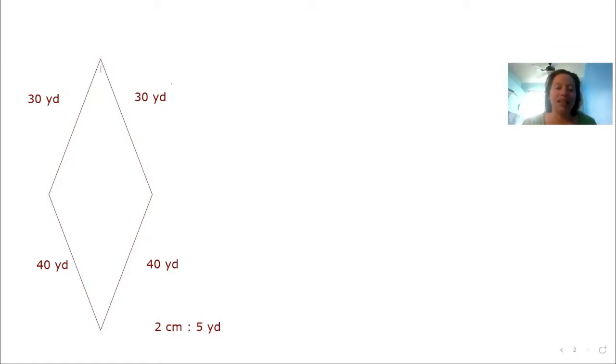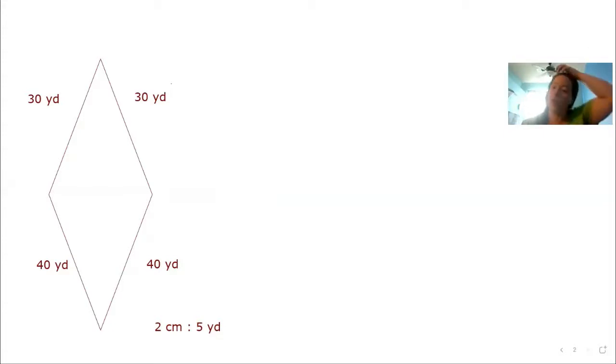So we are also pretending, in addition to pretending that this is not a perfect diamond, but rather a kite, we are also pretending that this is the actual object. This is the actual thing that we are looking at, that the object we're looking at is 30 yards by 40 yards, and that we need to make a drawing of it that is 2 centimeters for every 5 yards. So we have the actual size. Right now we're looking for what our drawing size is for it.